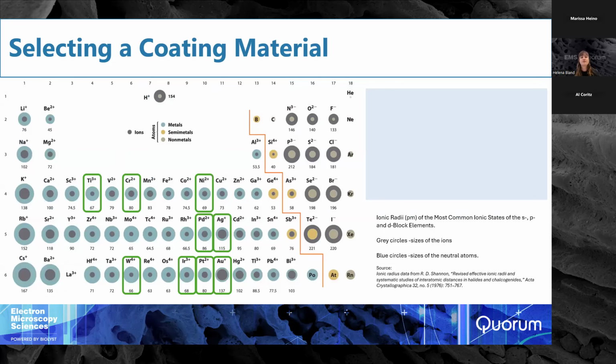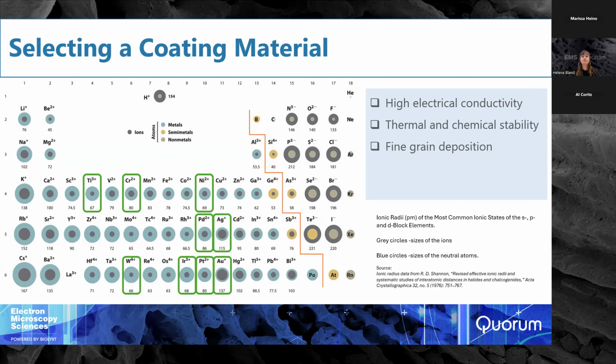These are the metals that we typically use for sputter coating, and they all have a lot of things in common. So the first thing is that these all have high electrical conductivity. So we're able to produce a layer that's sufficiently conductive that we can reduce charging on our samples. Second, they are thermally and chemically stable, so there's not going to be any issues during our sputtering process. They all have fine grain deposition, so we're not going to see grains of coating on our samples. And finally, in general, they have low oxidation during and after deposition.